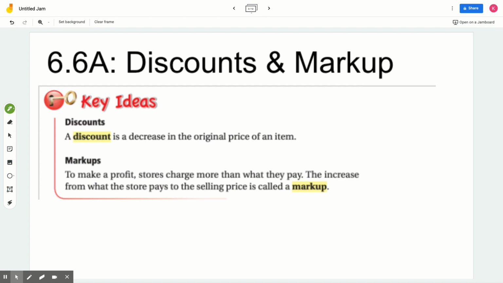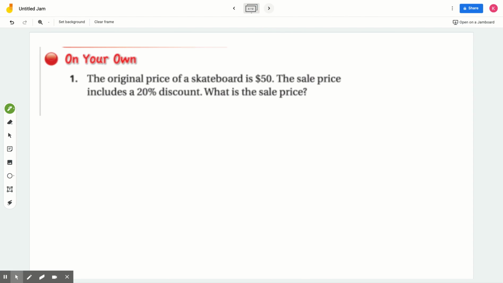The increase from what the store pays to the selling price is called a markup. So the store pays a price, then sells the item for more money. The amount of money that they charge in addition is the markup. So here let's take a look.